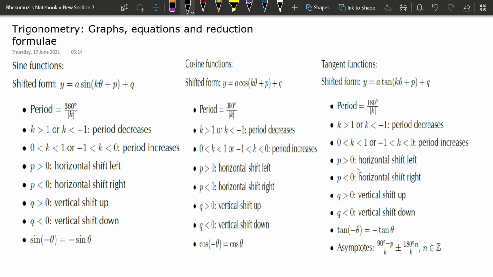When we talk about p, it's a shift to the left and the right. When we talk about q, it's a shift up and down. You also find the negative reduction of sine and cos. And something special about the tangent function, one more difference, is that it has an asymptote, and that would be your generalized asymptotes.